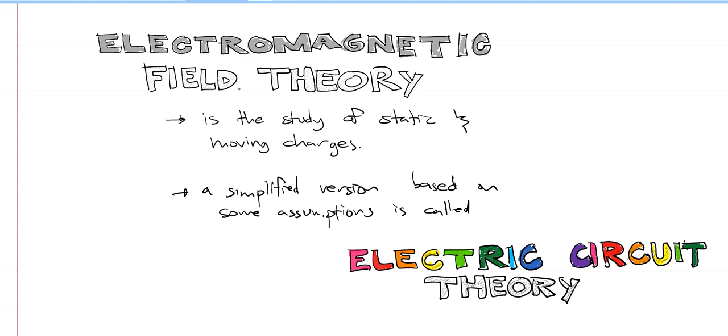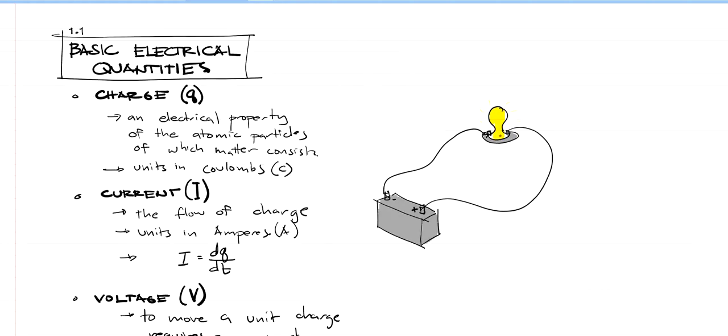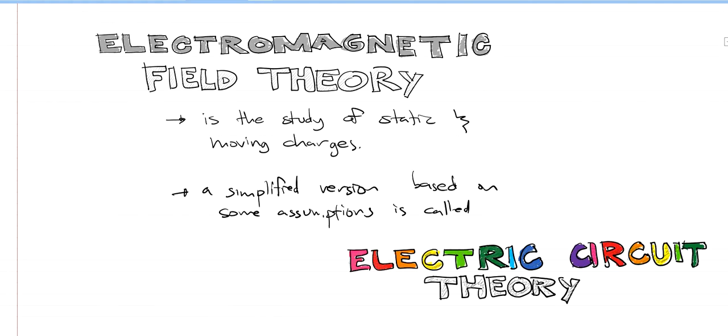Now, the study of static and moving charges is actually under the umbrella of electromagnetic field theory. However, because of its complexities, a simplified version is necessary and convenient, and of course it is based on some assumptions. In that simplified version, that's what we call electric circuit theory. So we're not going to discuss the assumptions for now, but I just want to give you a bigger picture of all this. That's all that we are going to discuss from this point onwards, right? So that's under electric circuit theory.